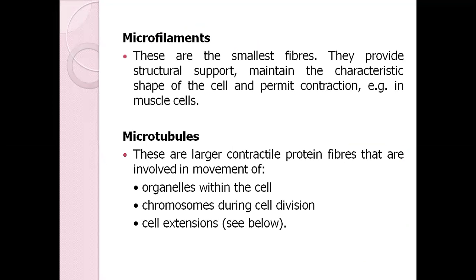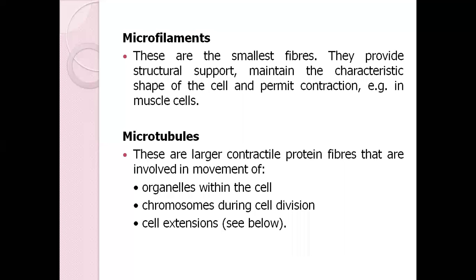Whenever we say micro, this is the smallest form of the cytoskeleton. It is made of the smallest fibers, and all these cytoskeleton components are mostly protein fibers. What is the main function of these microfilaments? It helps mostly in providing structural support, maintaining the characteristic shape of the cell, and also it helps in contractions. Like I've already said yesterday also, how it helps muscle cells.